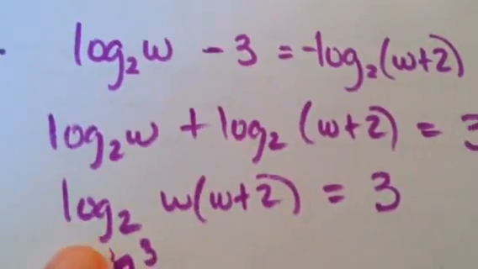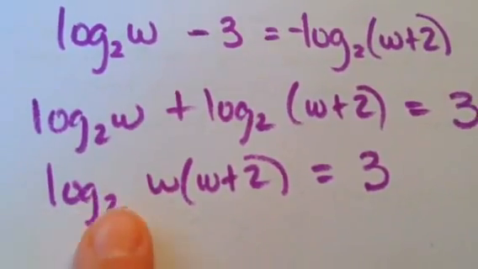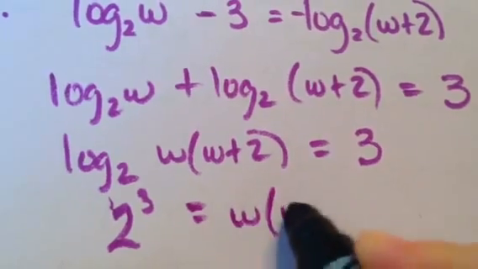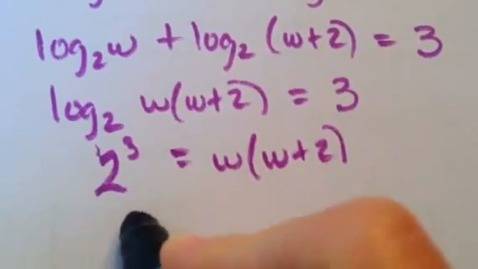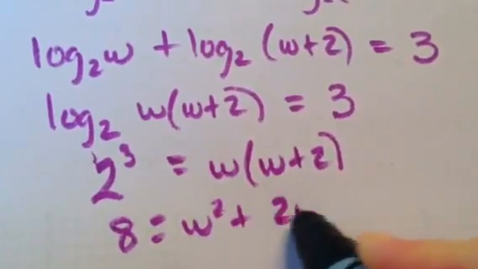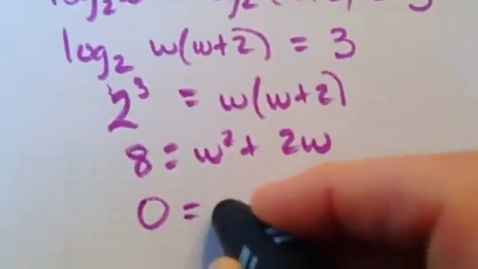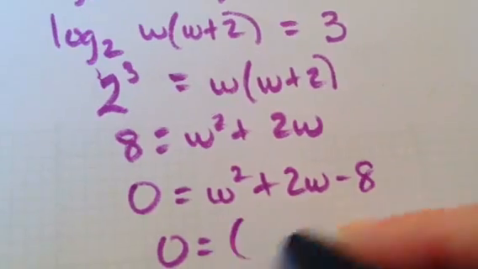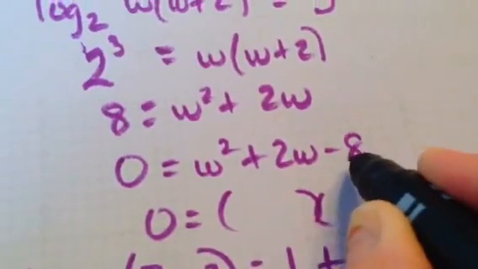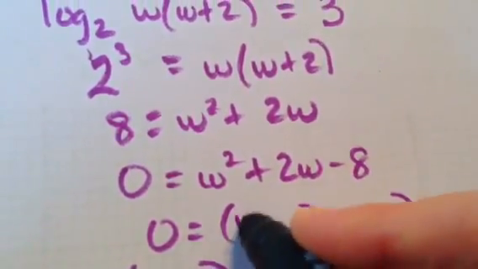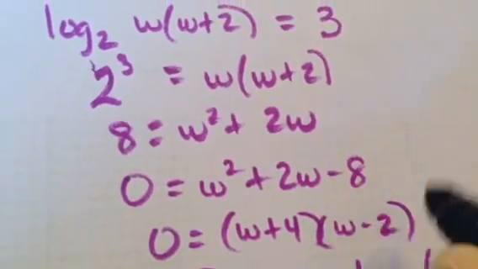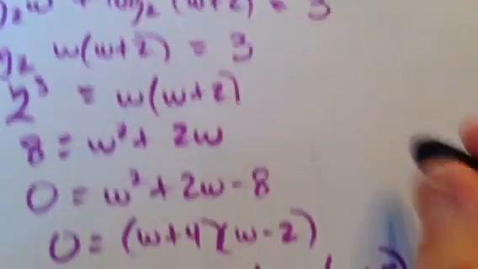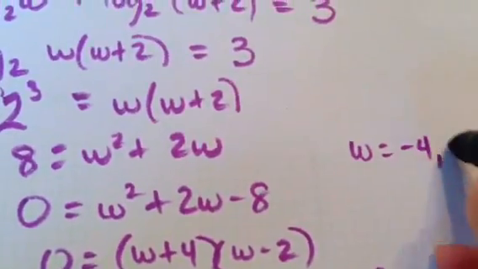And then once you have 1 log, you can put it in exponential form. So it's going to be 2 to the third equals w times w plus 2. That's going to give me 8 equals w squared plus 2w. Set it equal to 0 anytime you have something squared, and then we're going to factor. So find factors of negative 8 that add up to 2. That would be 4 and negative 2: 4 minus 2 gives me 2, and 4 times negative 2 gives me negative 8. So you can see here w is going to be either negative 4 or 2.